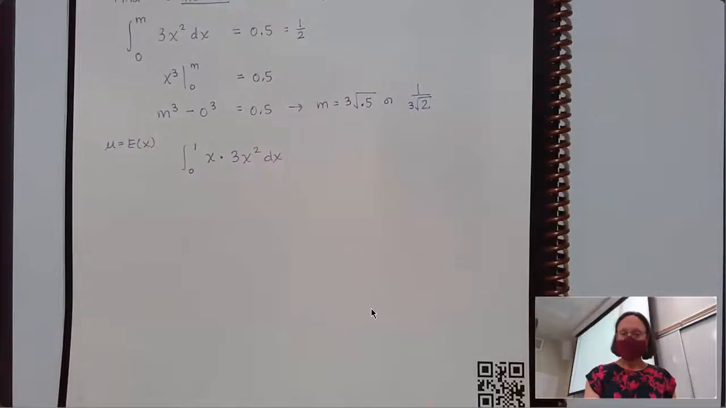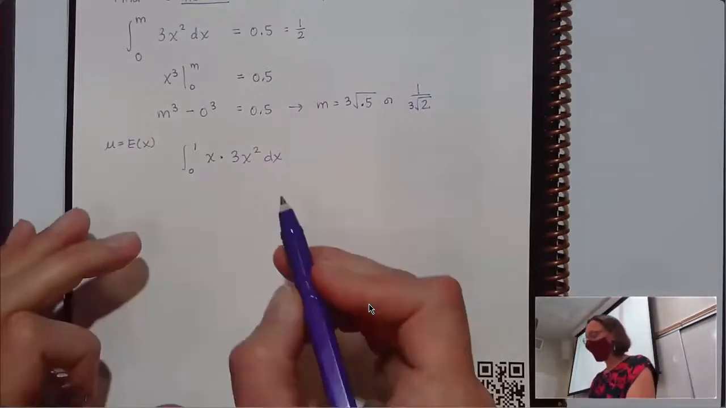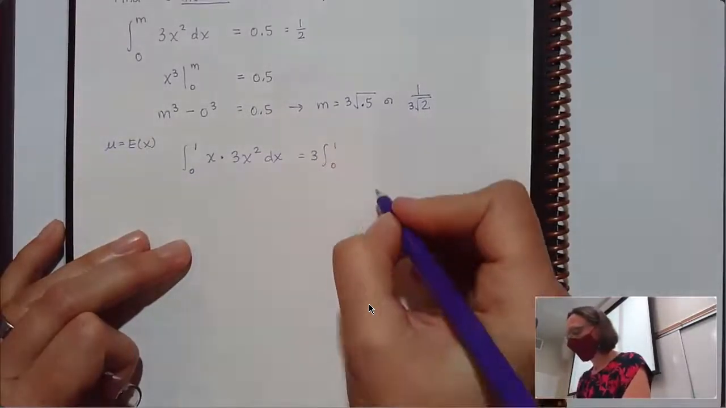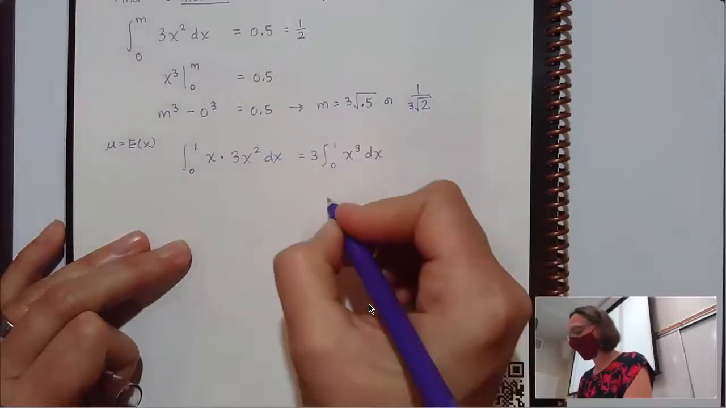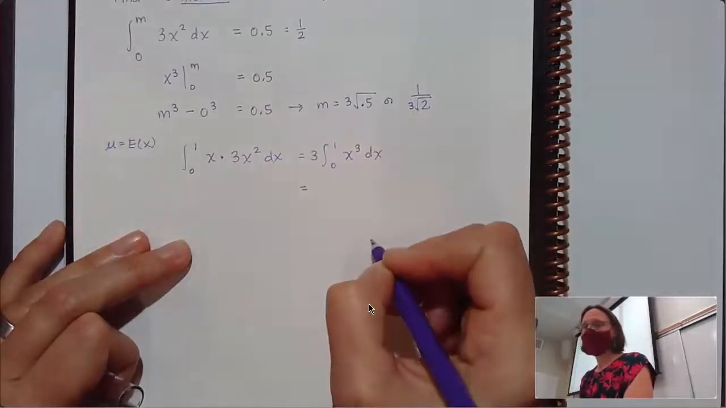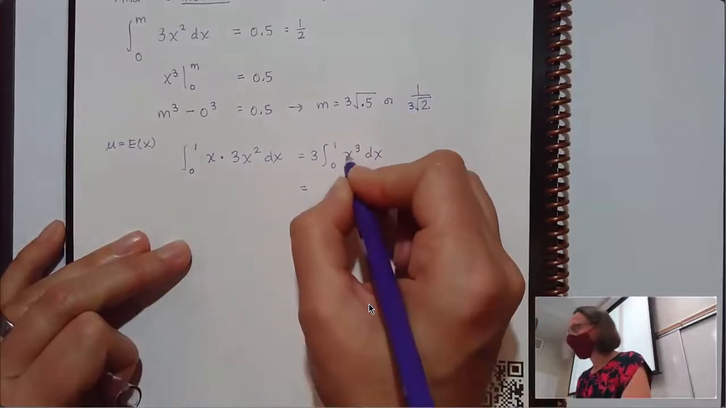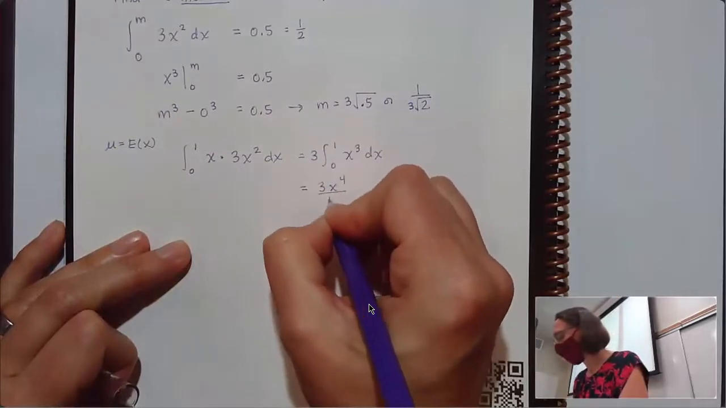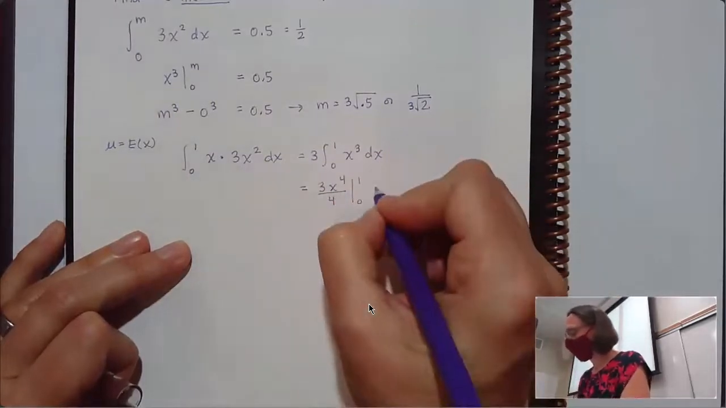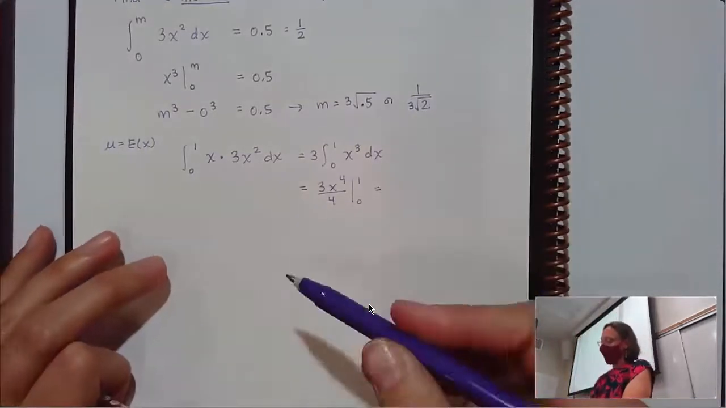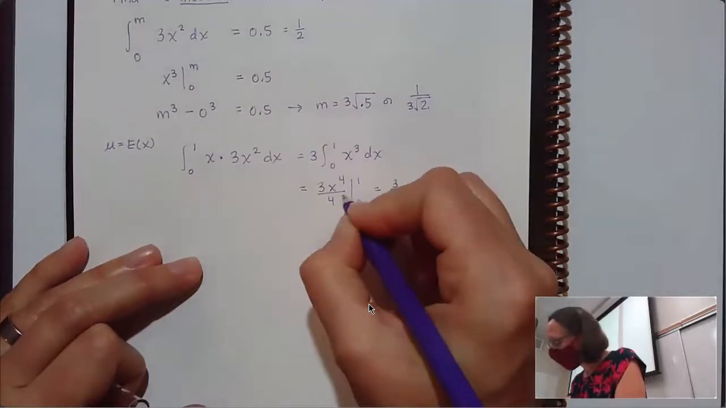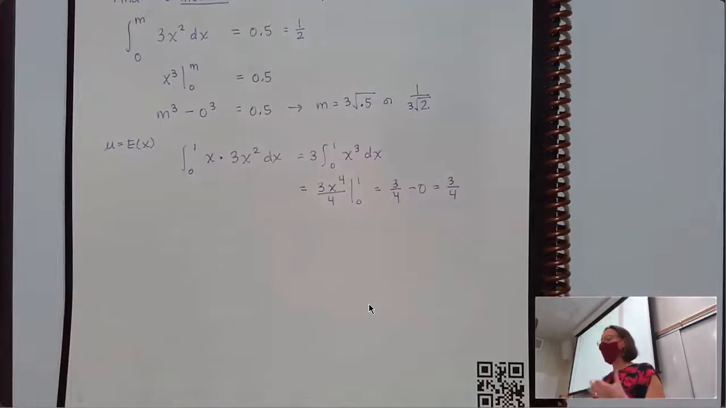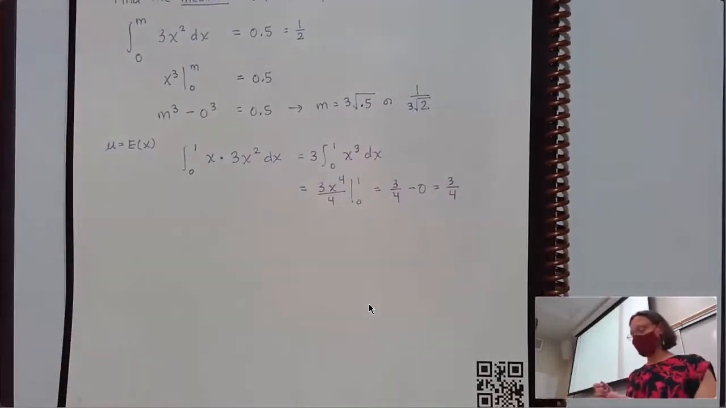Luckily, we're still in the realm of pretty straightforward to integrate. I'm going to pop that 3 out in front so that I've got 3 times the integral from 0 to 1 of x cubed dx. And when I integrate, I'm going to end up with 3x to the 4th over 4 from 0 to 1. When I plug in 1, I get 3/4, and when I plug in 0, I get 0. So my mean is 3/4, which makes sense given my picture.